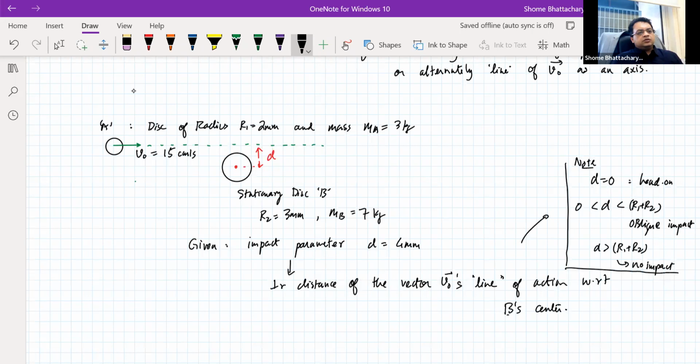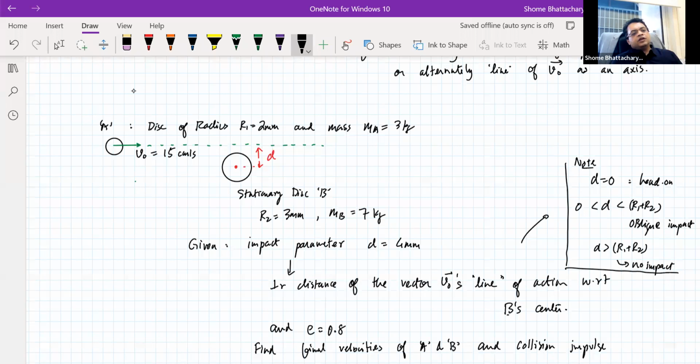Okay, so this impact parameter is given to us as 4 millimeters, and the coefficient of restitution for this collision is given to us as 0.8 or 4 by 5. So we have to find the final velocities of A and B after impact. And we also have to find the collision impulse itself.